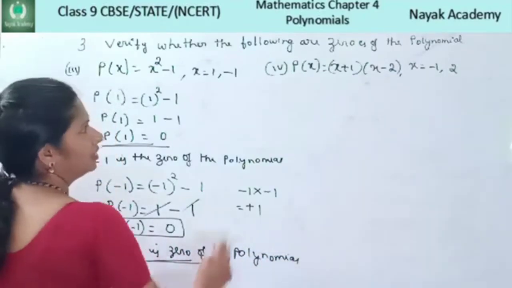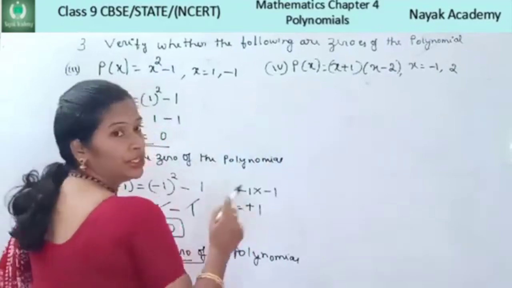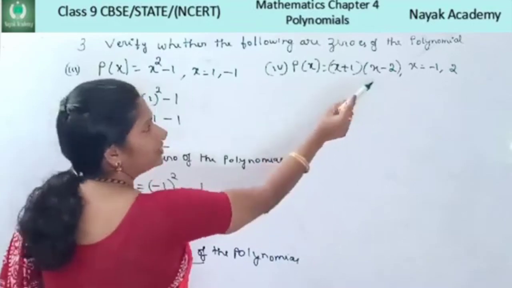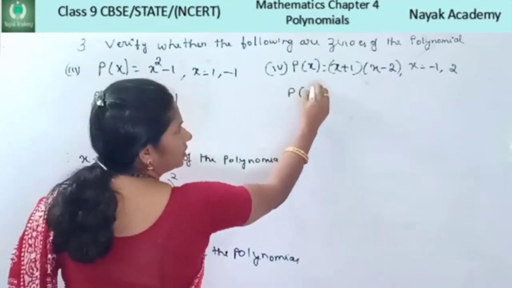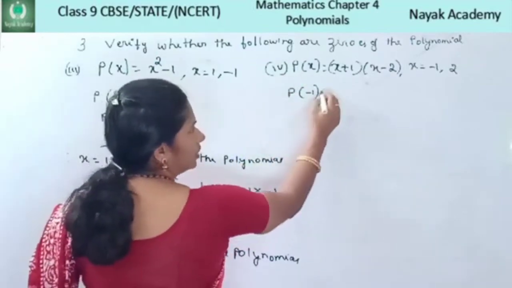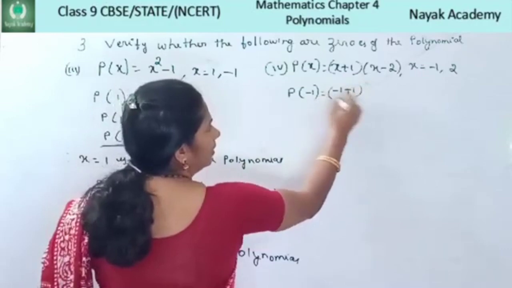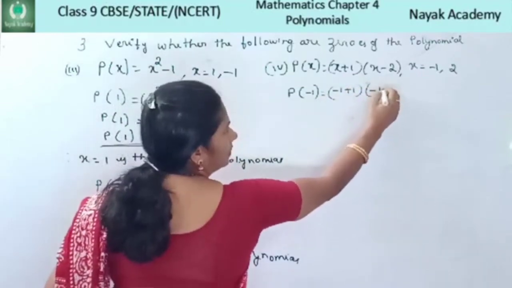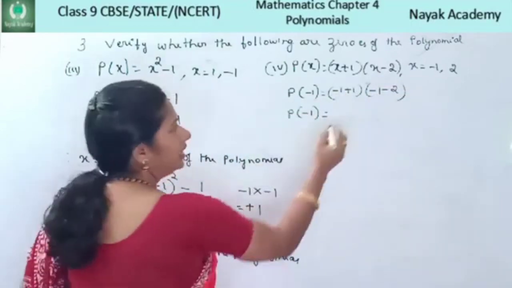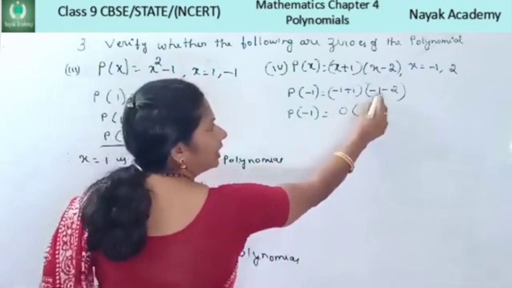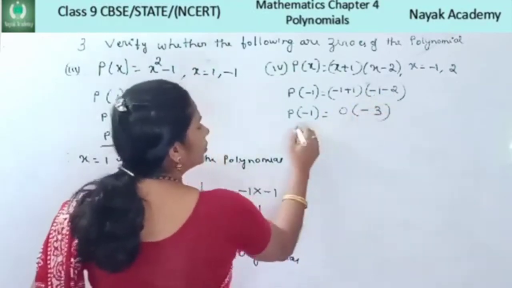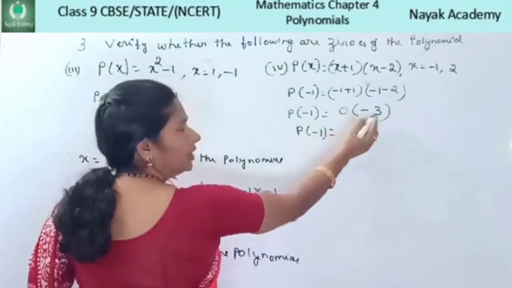Coming to the fourth question, P of x is equal to x plus 1 into x minus 2. We have to check first. Let us check whether x is equal to minus 1 is a zero of the polynomial or not. So let us substitute the value x as minus 1, children. Minus 1 plus 1 into minus 1 minus 2. So P of minus 1 equal to minus 1 plus 1 is 0, 0 into minus 1 minus 2, which is minus 3. So P of minus 1 is 0 into minus 3.